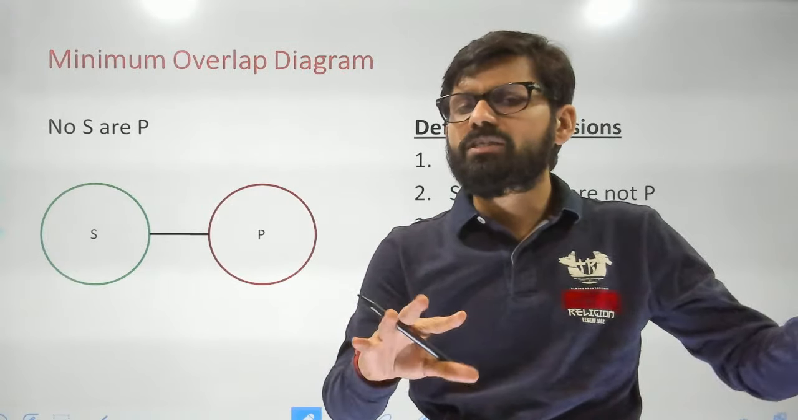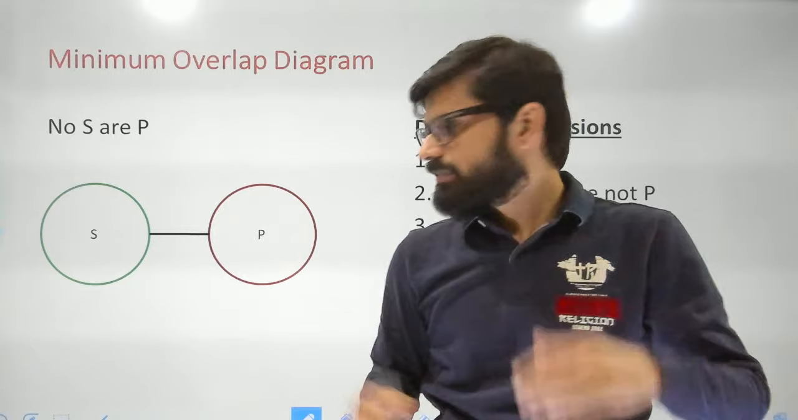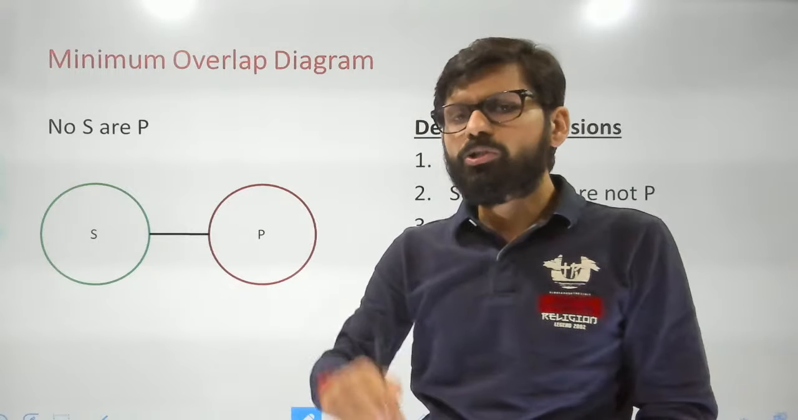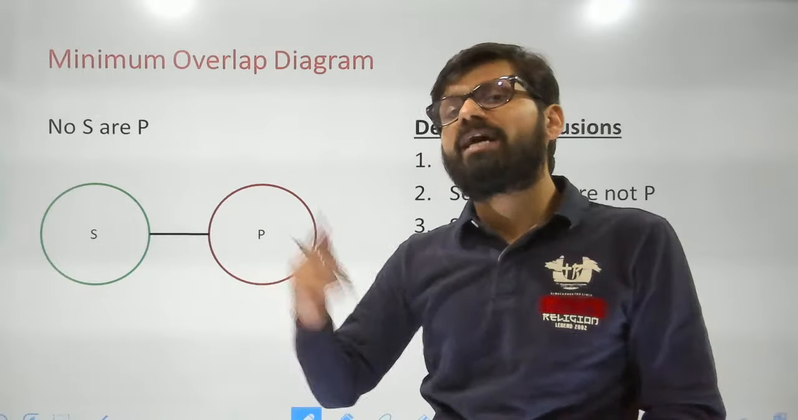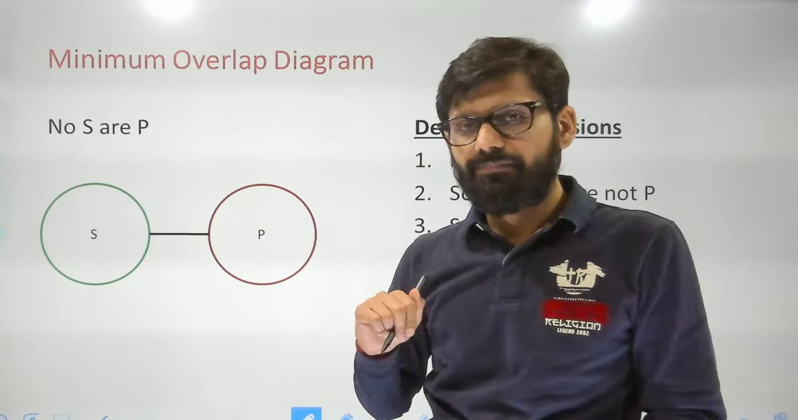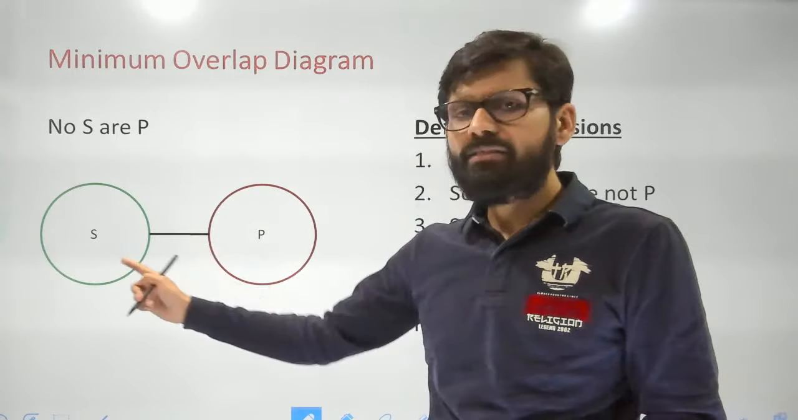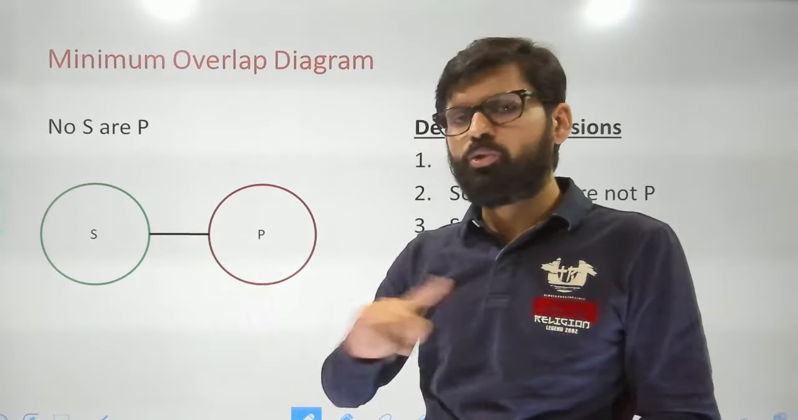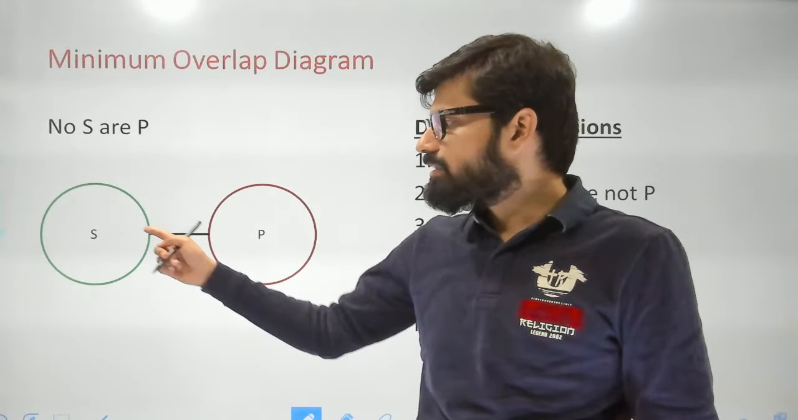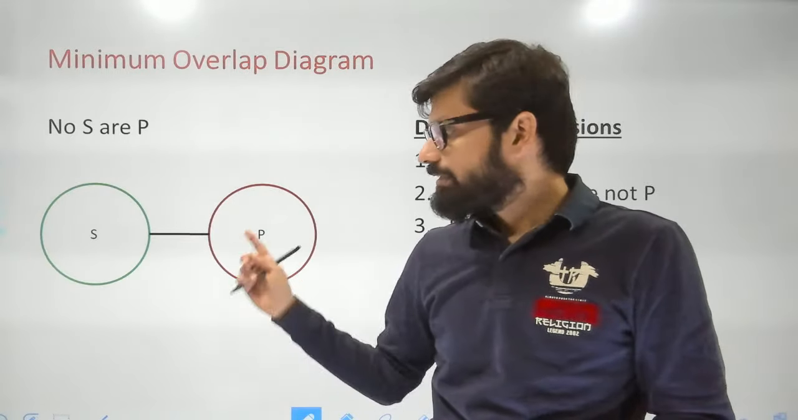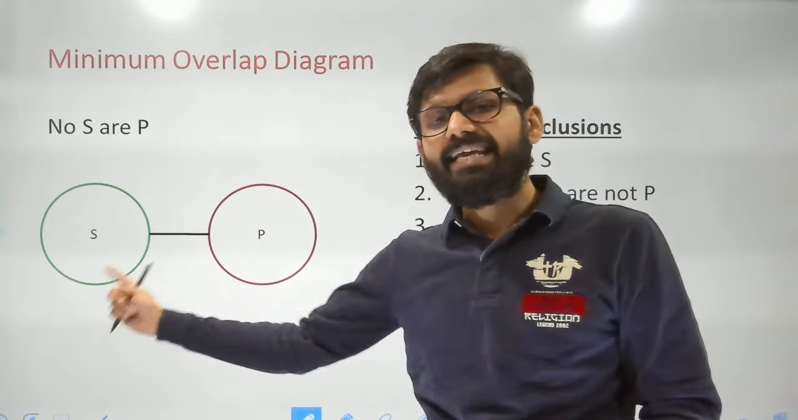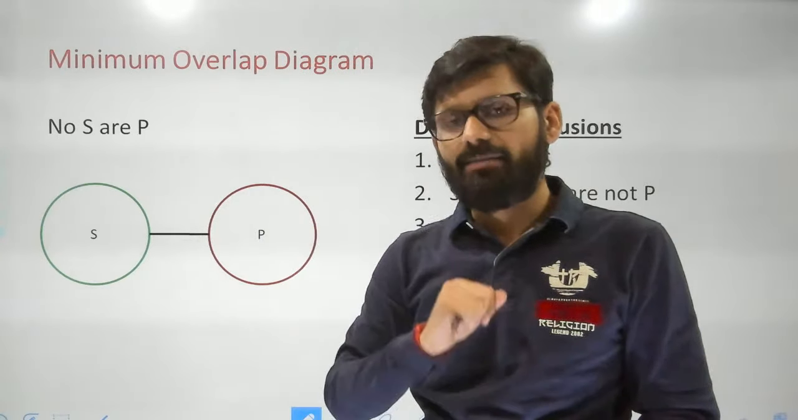Ki kaun se do circles mein wo no wala statement hai. So we are drawing the line. And also the second reason is it distinguishes it from the other diagram that we'll see later. So for now, S and P are disjointed sets. This line is no bridge. Some elements can't jump over and cross the bridge to reach S. Don't think that. It just tells us that S and P cannot have an overlap.